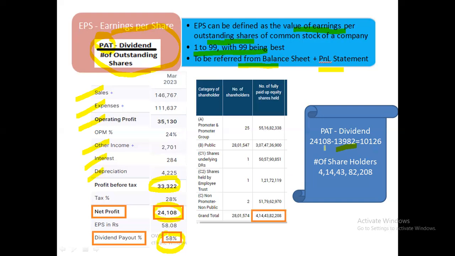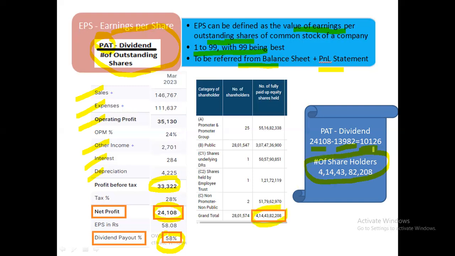So 24,108 minus 13,982, that is 10,126, will be your PAT minus dividend. After paying out the dividend, you are left with 10,126 crore, divided by the total outstanding shares. How many do we have? This has been captured from the BSE India website. If you go to corporate actions, you will get this information. The number of fully paid up capital is 4,14,000.